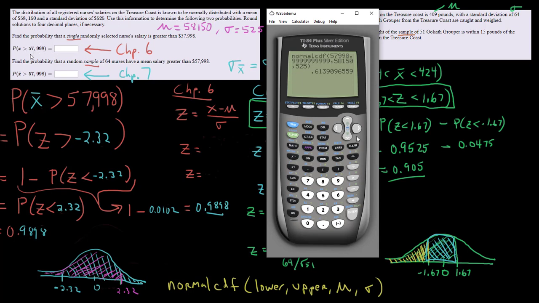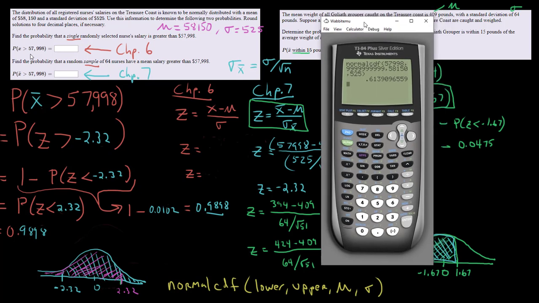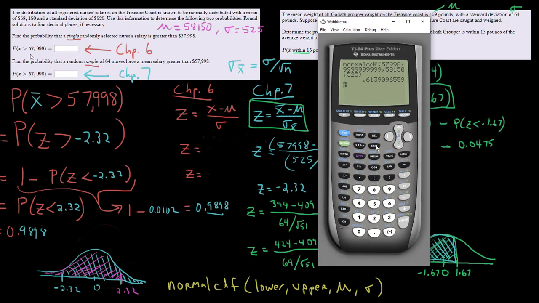Now, how does it differ from Chapter 7? The syntax is still the same, but you have to be careful about what the standard deviation is. Because if you're working in Chapter 7, you have to use the standard deviation of the sampling distribution, which is sigma over the square root of n. Okay, so go back, second vars to give you a distribution menu. Normal CDF, hit enter, and now our upper and lower are precisely the same.